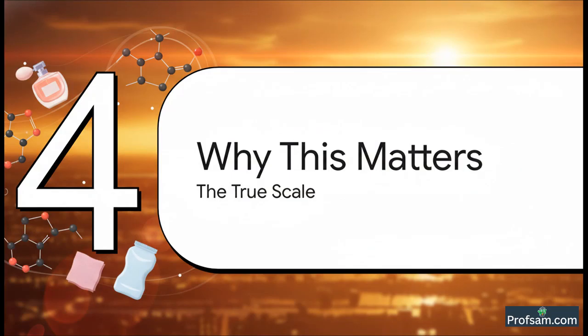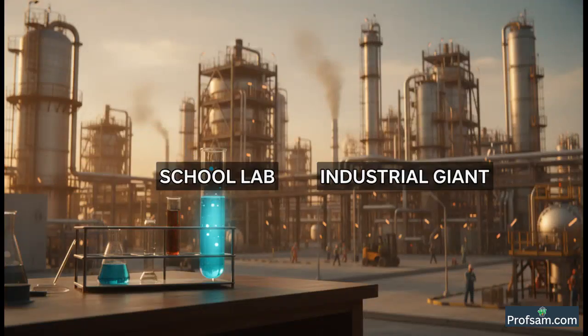So now that we have seen these specific examples, let's zoom out again to understand the true scale of their importance. And I think this might surprise you a little bit. You might think that these compounds, formaldehyde and acetone, are just some common chemicals you find in a school lab bottle. But in reality, they are pillars of the global chemical industry. They are massive industrial giants, produced on an enormous scale.